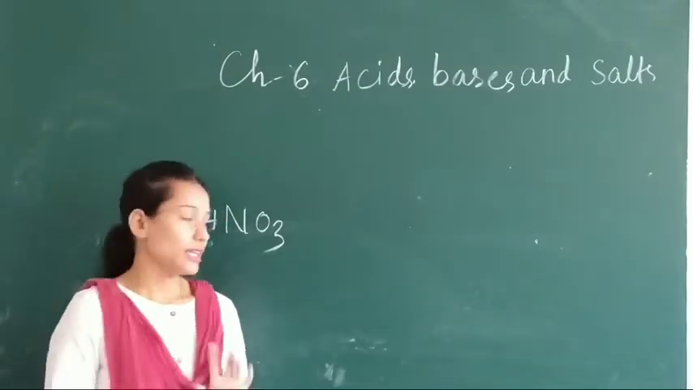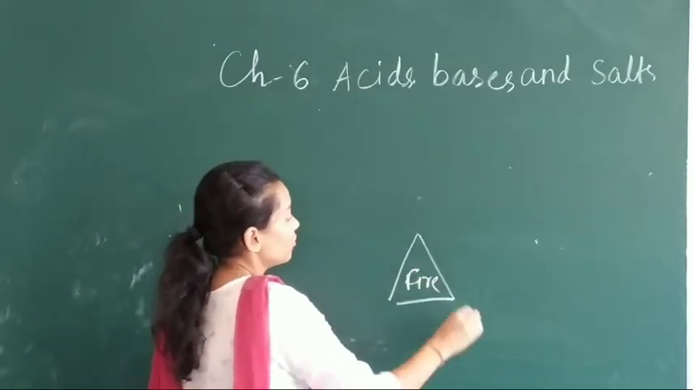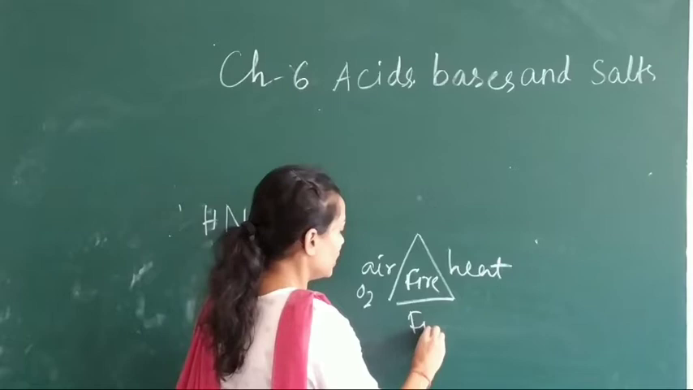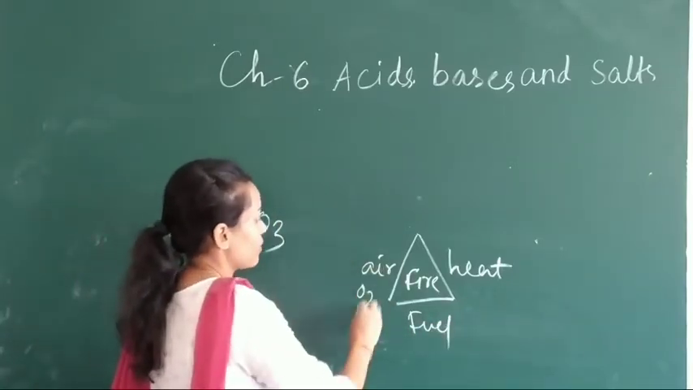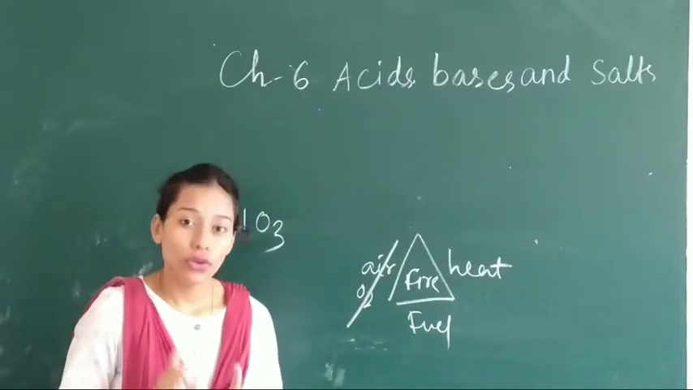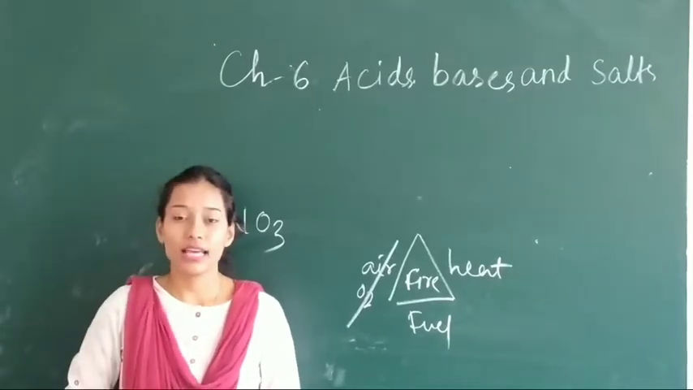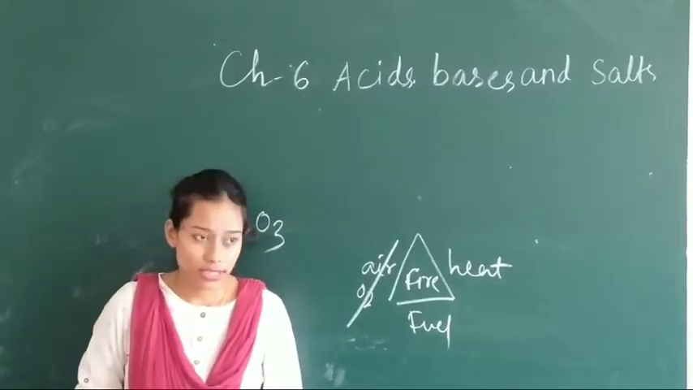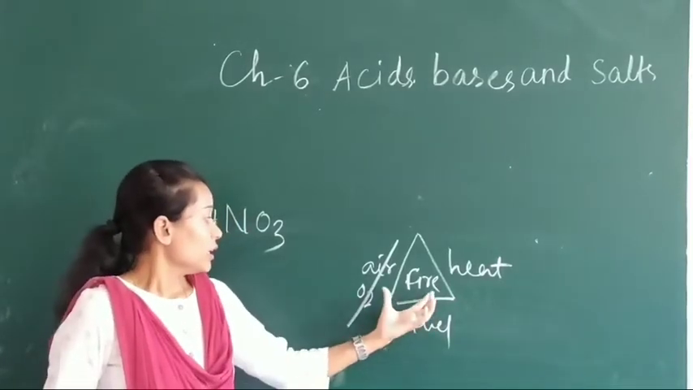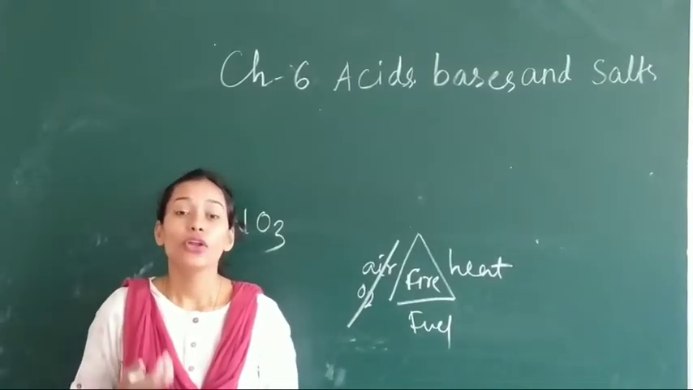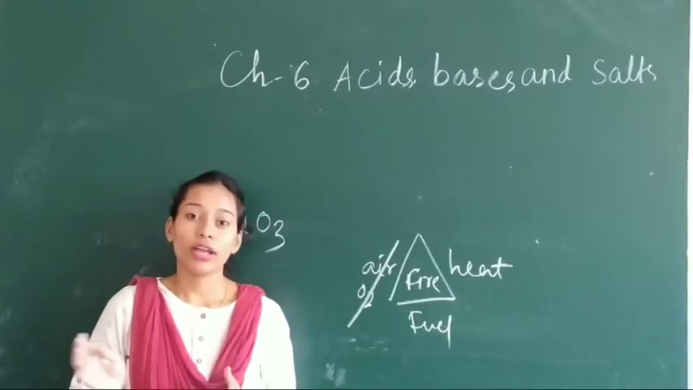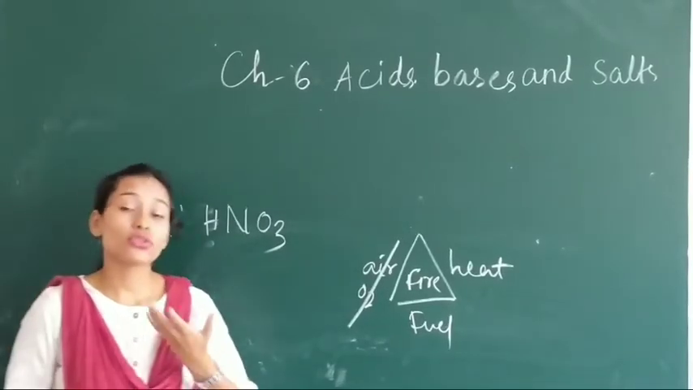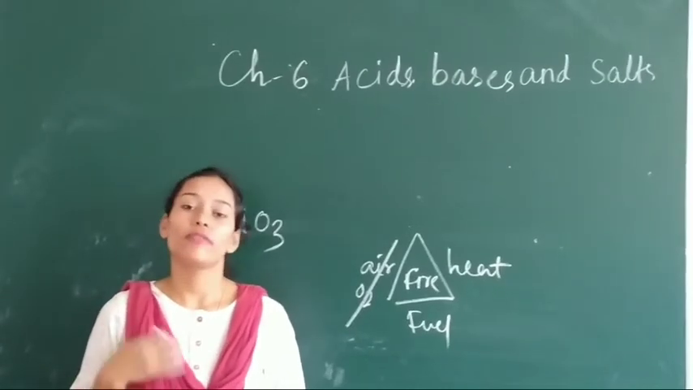You know why? See what happens. Something will burn, a fire will take place, if there is air, that is oxygen, heat and fuel. If we cut off any one thing from here, what happens? Suppose air is not there, then what will happen? The fire will not take place. So we all know that nitric acid is also used as an oxidizer in rocket fuels, to provide oxygen.